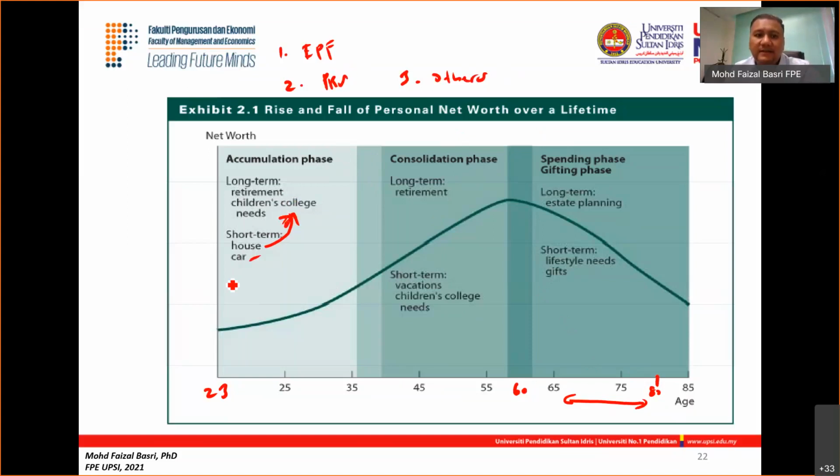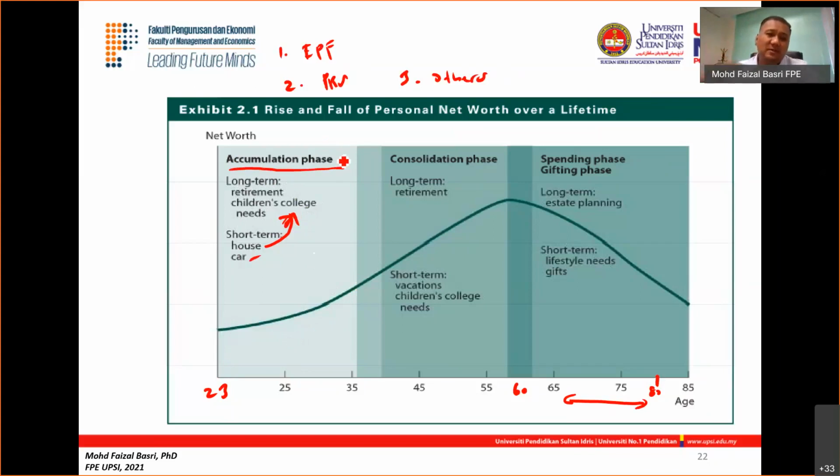Okay, and here dia dah mention juga the long-term requirement ataupun the long-term objective includes the children's college ataupun university ataupun study punya or education punya finance, bukan financing, education punya funds. Okay, you can think from here ataupun later on pun, it all depends on you lah. Okay, and this phase from 23 you start working until 35, 36 like that. This is what we call as accumulation phase.